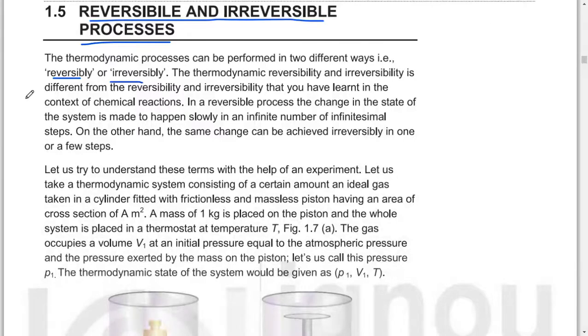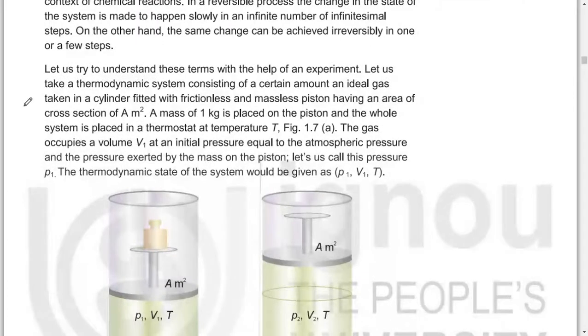Let us try to understand these terms with the help of an experiment. Let us take a thermodynamic system consisting of a certain amount of an ideal gas taken in a cylinder fitted with a frictionless and massless piston having an area of cross section of A meter square. A mass of 1 kilogram is placed on the piston and the whole system is placed in a thermostat at temperature T, Figure A. The gas occupies a volume V1 at an initial pressure equal to the atmospheric pressure and the pressure exerted by the mass on the piston. Let us call this pressure P1. The thermodynamic state of the system would be given as P1, V1, T.